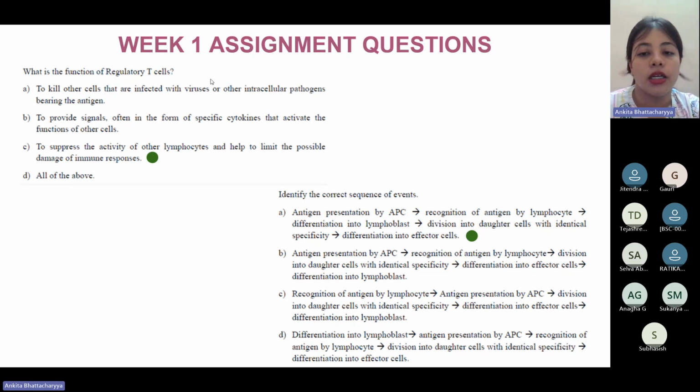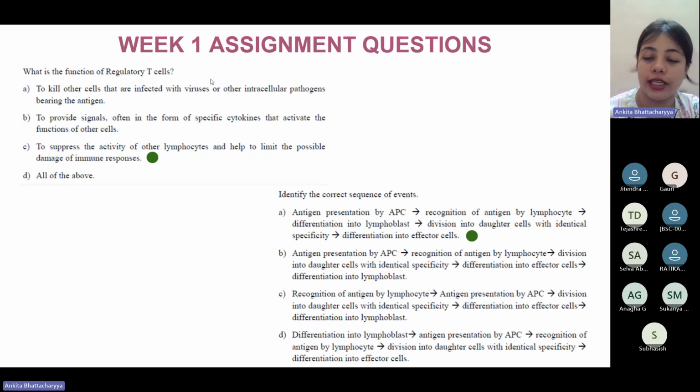And finally, the week one assignment question was about identifying the correct event sequence. So antigen presentation. If you remember, there was a schematic I had shown for this, the sequential flow chart of events that occurred for antigen presentation and the way in which its recognition occurs. So antigen presentation, I'm directly going to the correct option, is carried out by APCs or antigen presenting cells that get recognized by lymphocytes.